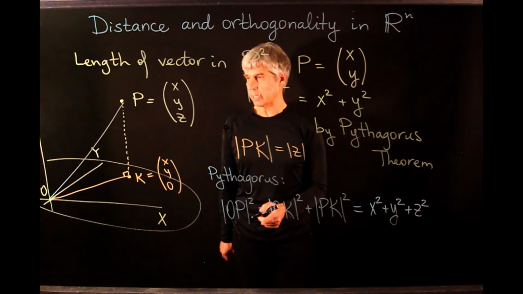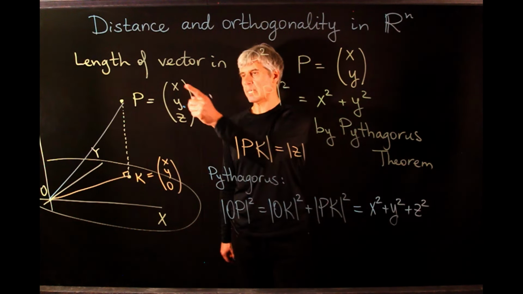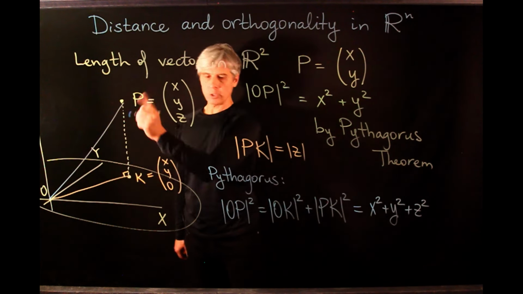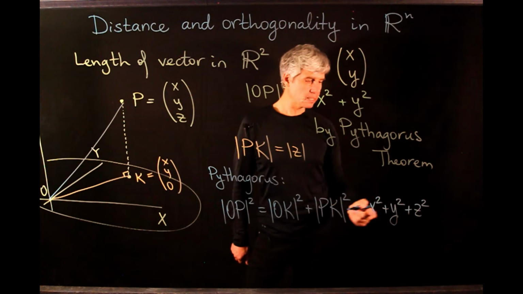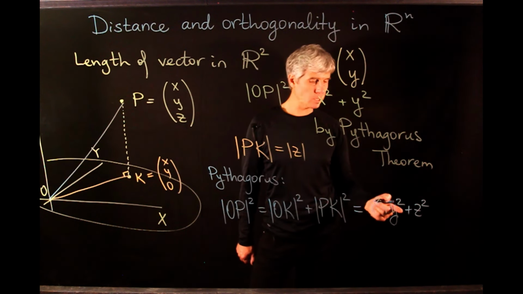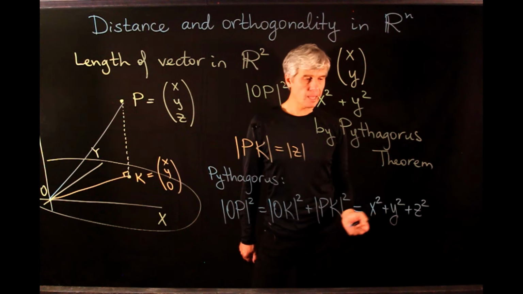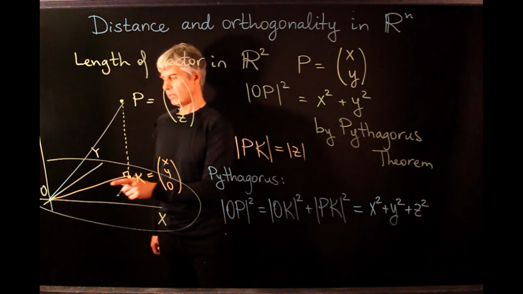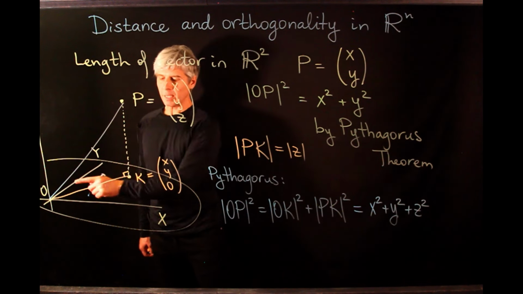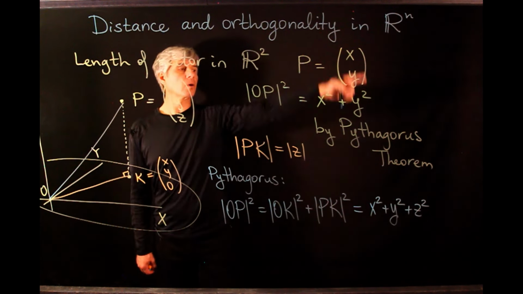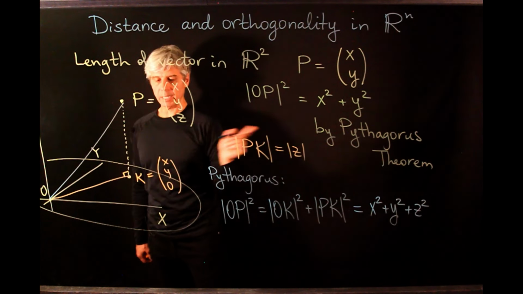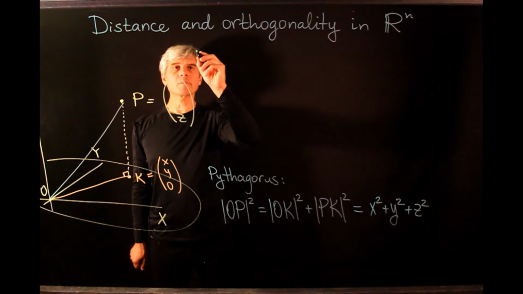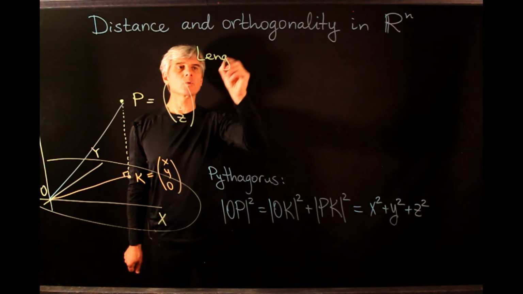So what we get is that if P has coordinates x, y, z, then the square of the distance from the origin to the point P is given as a sum of squares of the components, x squared plus y squared plus z squared. We obtain this by applying the Pythagoras theorem twice: once to the triangle OPK, and a second time on the previous step when we calculated the distance inside the plane. And now it becomes clear how this generalizes to Rn.